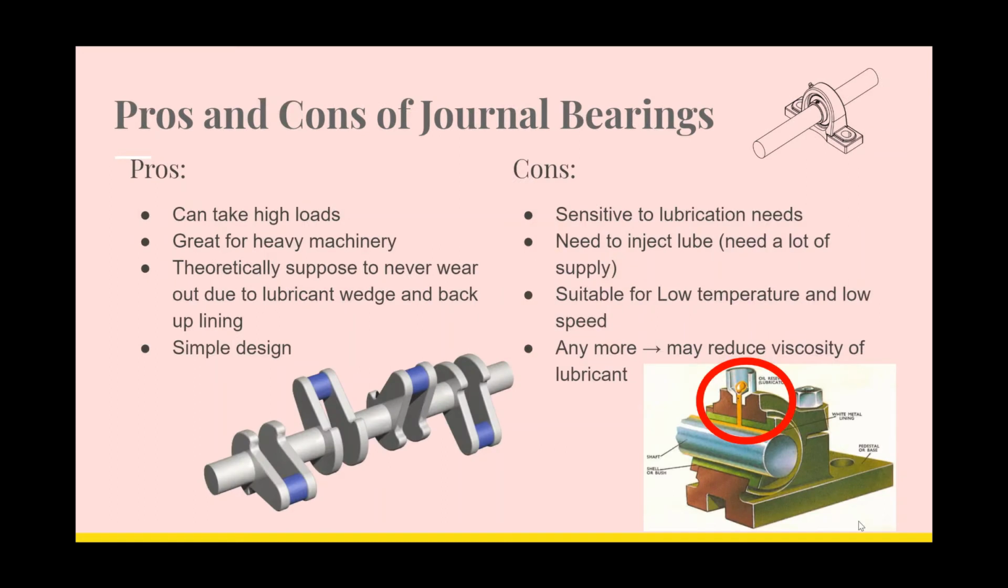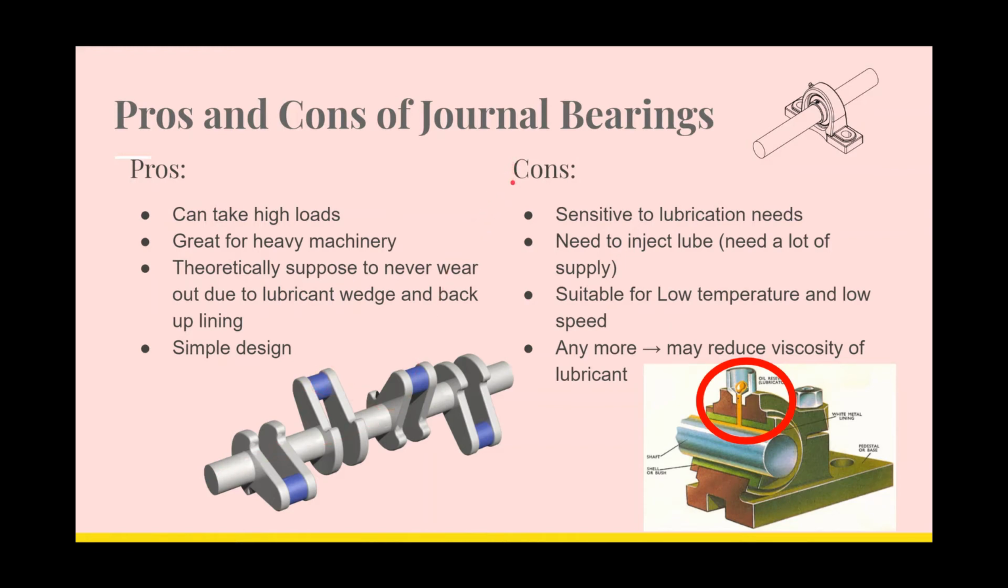The pros and cons of journal bearings. Because it can take great radial loadings, it is really suitable for heavy machinery. With its simple design, it's theoretically supposed to never wear out due to lubricant wedge and the backup lining. Here's an example. This is a crankshaft, and it's used by ships and cars to provide rotational power. Here's the shaft, and here's the bearings.